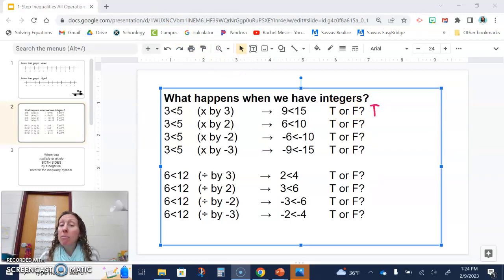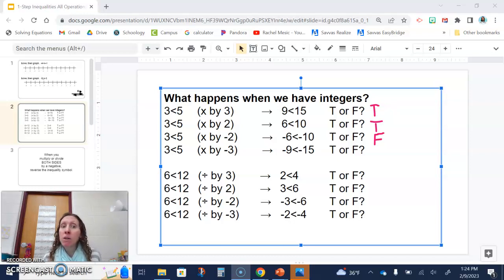All right, let's say we multiply both of these numbers by 2. We would get 6 and 10. 6 is less than 10. That's true. Now let's multiply them by -2. A positive times a negative is a negative. So we have -6 and -10. -6 is less than -10. No, that's false. -6 is further to the right on a number line, so it's bigger than -10.